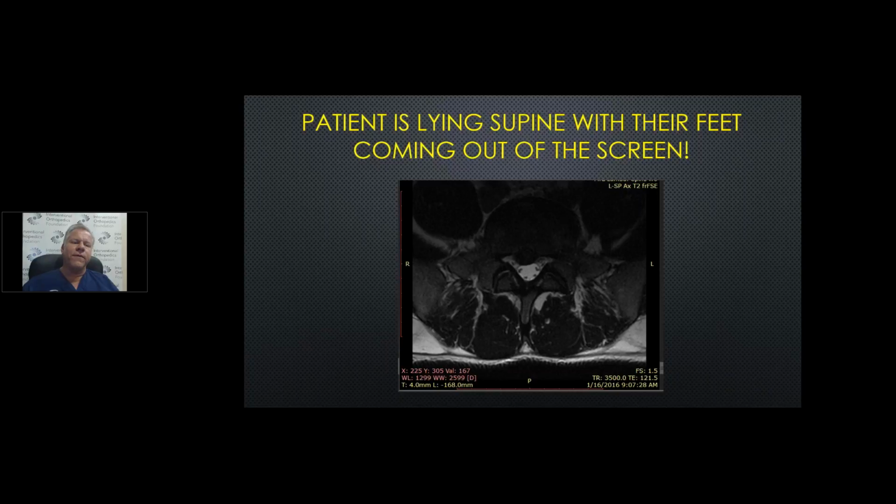And very, very important for you to understand that the patient is lying supine with their feet coming out of the screen towards you and their head on the other side of the screen. So that right is actually backwards. That's the right on the patient, and that's the left on the patient. So very, very important that you understand that those are backwards from what you would normally assume.